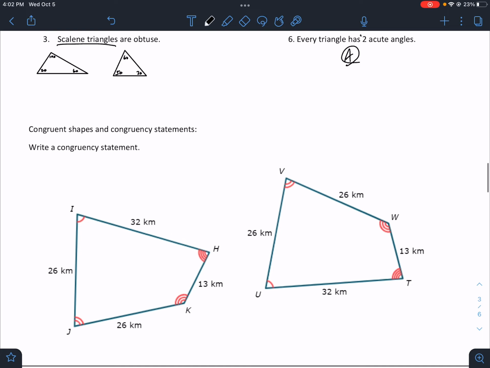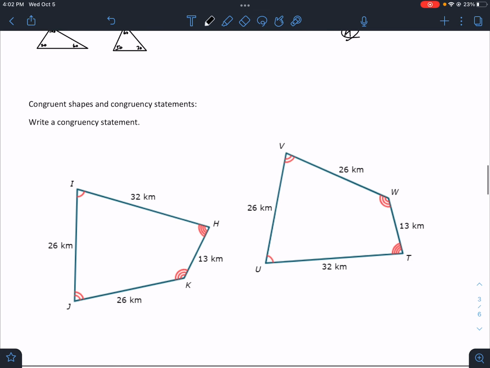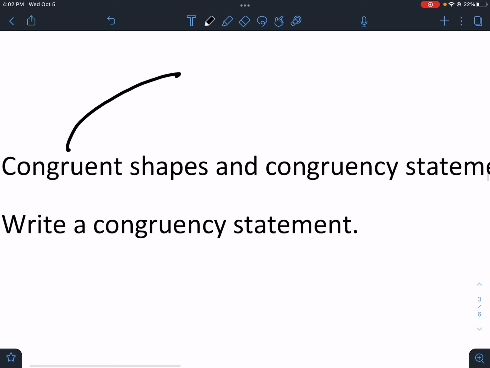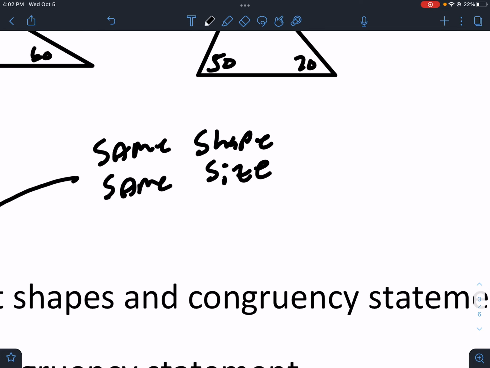All right, let's talk about congruency then. Congruent shapes, congruency statements. I'm going to go through this kind of quick. Congruent shapes, let's talk about what that means. That means same shape, and it means same size. So if I'm looking at the shape, what determines the shape? Angles determine the shape. So the angles have to be a match. What determines the size? Well, that's the side lengths.